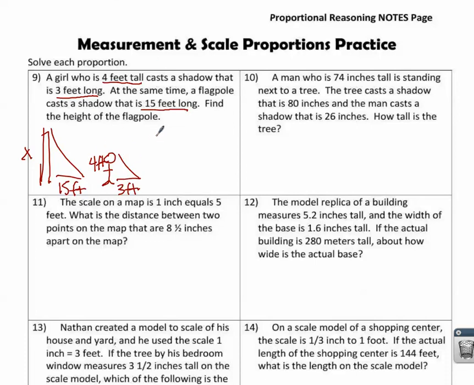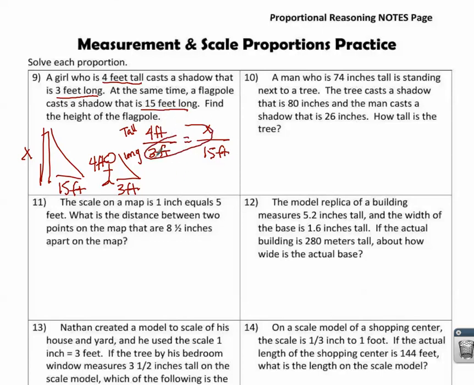That's my first ratio. So I'm going to say 4 feet tall over 3 feet long. So this is going to be tall over long. And so in your next ratio, you want to put the height of the flagpole first, which you don't know, and then the length of the flagpole next. If you wrote it with the length in the numerator and the height in the denominator, that is fine as long as you do that with both proportions.